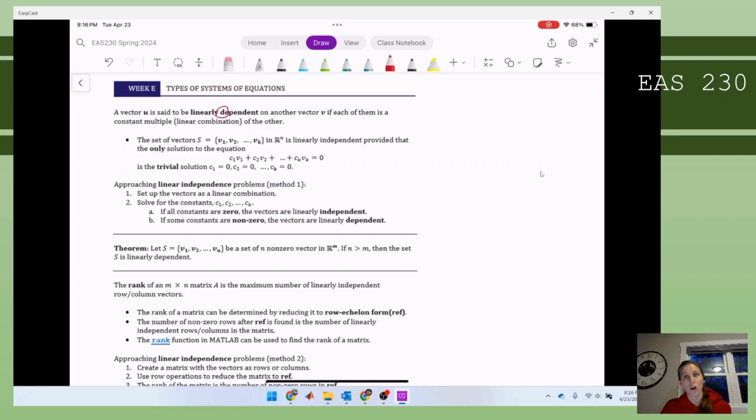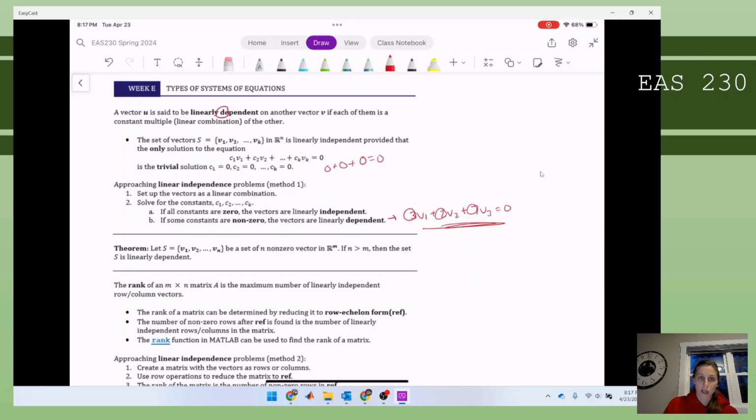If our constants are all 0, then that means 0 equals 0. We multiply all of our vectors by 0, it equals 0. That is called the trivial solution. You already know that. 0 plus 0 plus 0 equals 0. If some of our constants are non-zero, then we have a linear combination. So something like this, 3v1 plus 2v2 plus 7v3 equals 0. If we have a scenario like this where some of our constants are non-zero, then they are linear combinations of each other. So here's how we set up linear independence problems.